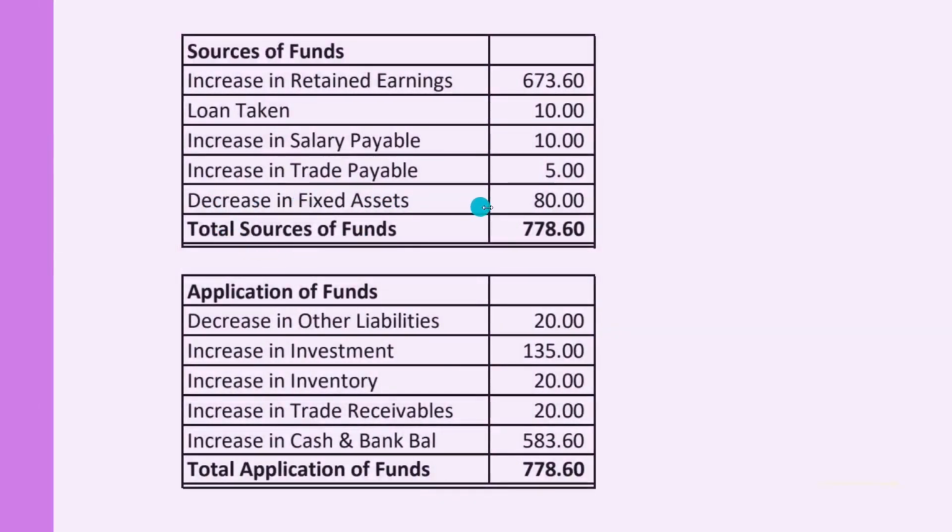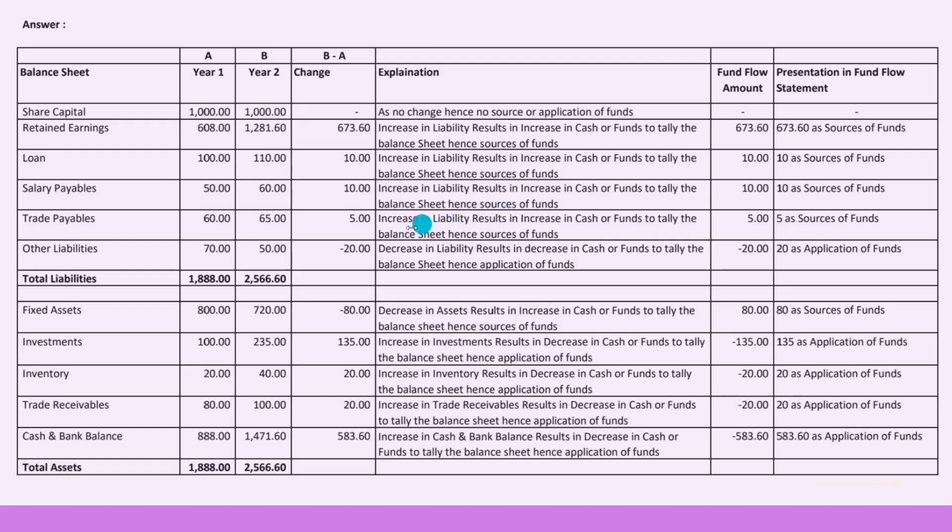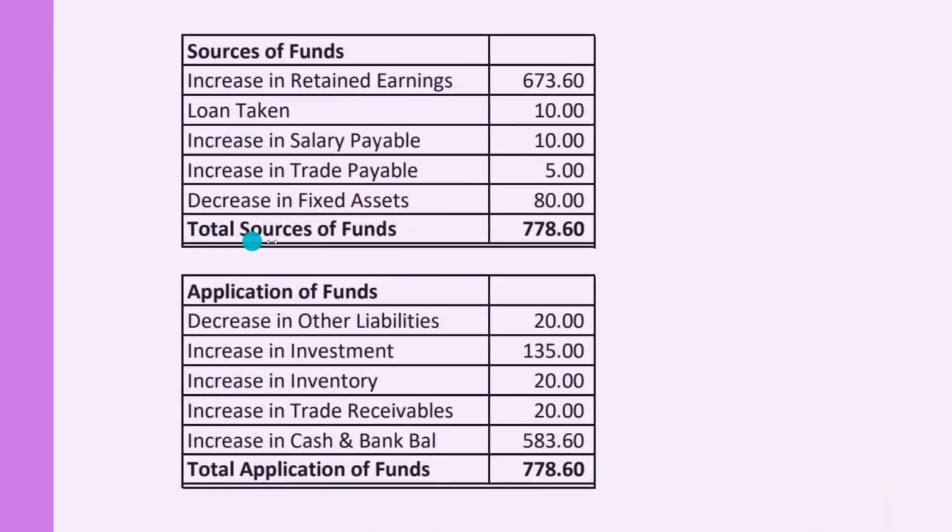And decrease in fixed asset is 80. So here the source of funds is 80. How does 80 come? That is basically the decrease in fixed asset. So all sources are written at one place. So total sources of funds is 778.60.